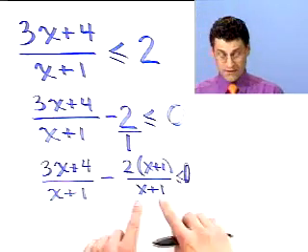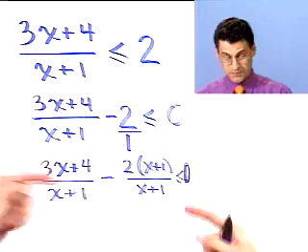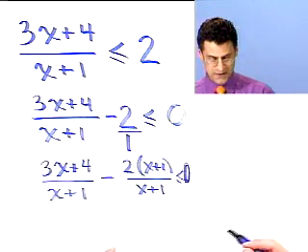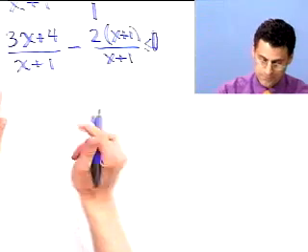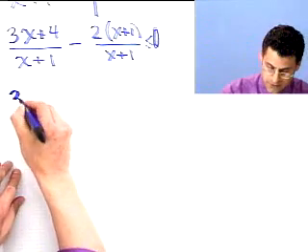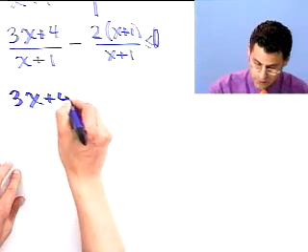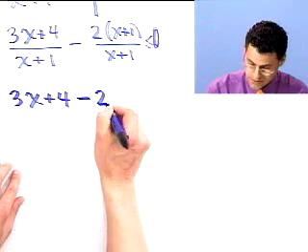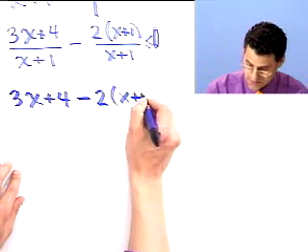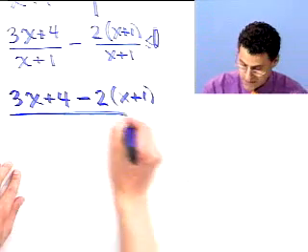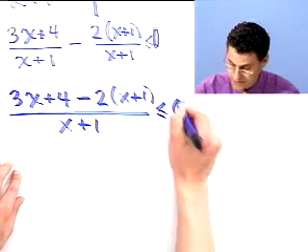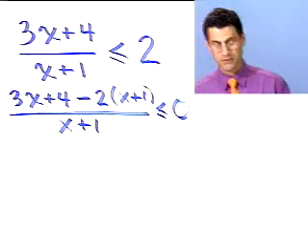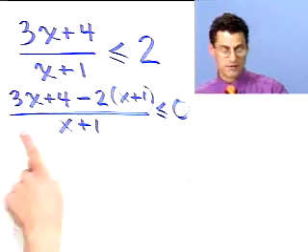Okay, so now I have the common bottom, so I can just subtract the tops. So I'm going to subtract the tops now, and what would I get? I'll write this out here now. What I would see is 3x + 4 minus 2 times (x + 1). That's all on the top. And on the bottom, I have that common bottom, x + 1. And that's all less than or equal to 0. Okay? So that's where we are right now. I brought the 2 over, got a common denominator, and combined it.